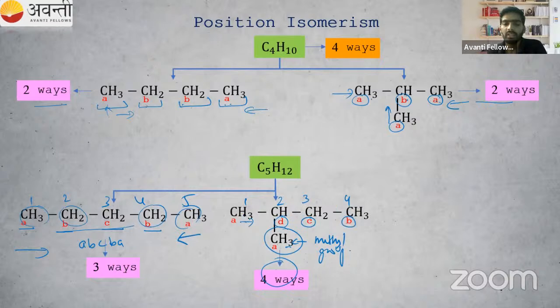Why is it B? Because adjacent to A we have CH, but adjacent to this CH3 we have CH2. That means this is going to be different, so that is why we name it B. This is C. All are the same. But if you go in this direction, adjacent to this we have CH, and for this also adjacent to this we have CH. Both are the same. So there are a total of 4 ways.